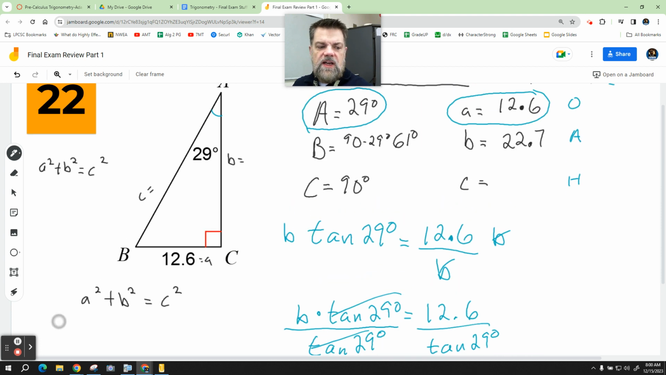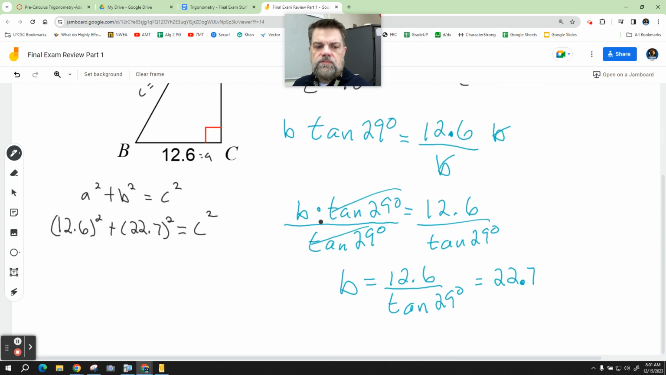So that means we're going to have 12.6 squared plus 22.7 squared is equal to c squared. This you could do in one swoop.